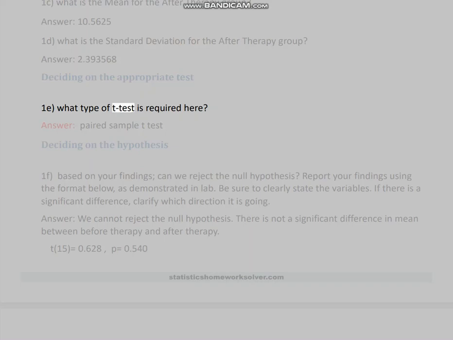1e. What type of t-test is required here? Answer: paired sample t-test. Deciding on the hypothesis.